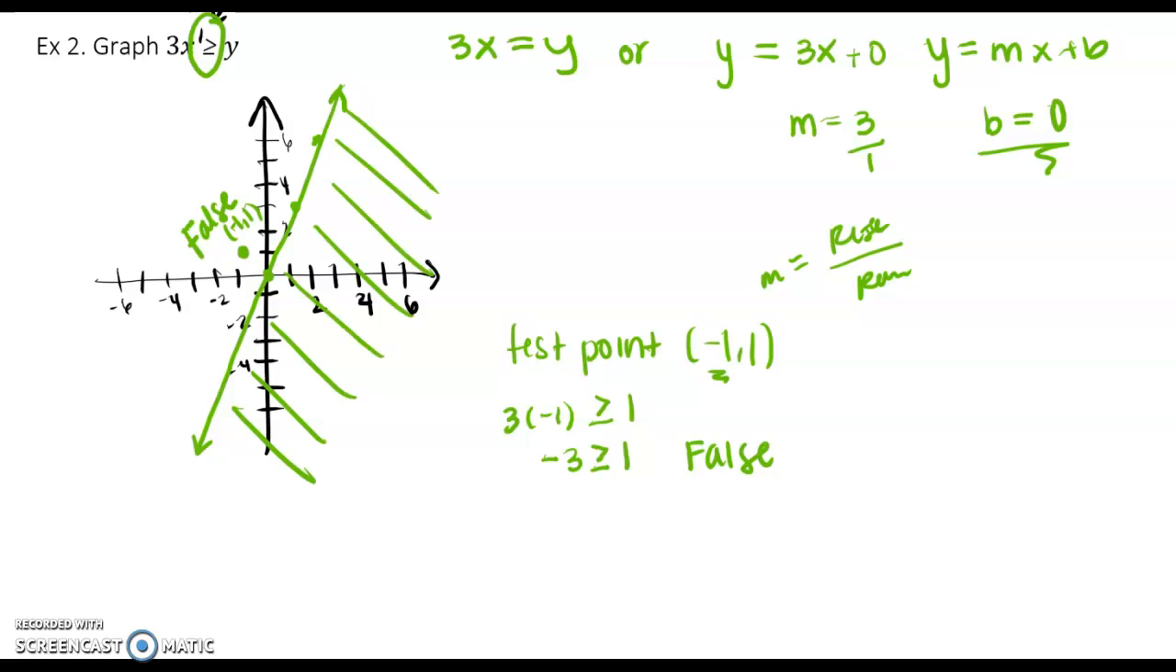And that's it. Just to recap, remember your steps are to replace the inequality with an equal sign. You're going to isolate the y if you need to. You're going to graph that line using y equals mx plus b, and you're either going to do a dotted or dashed line. And then you're going to test a point and shade.